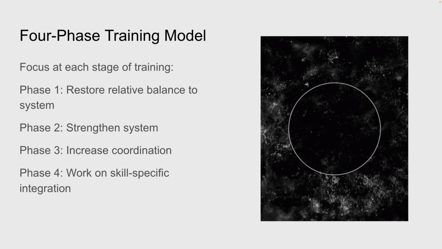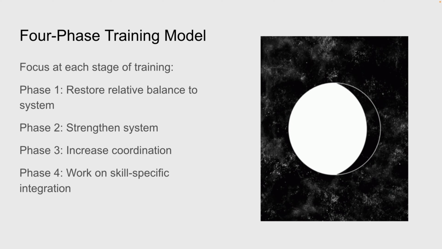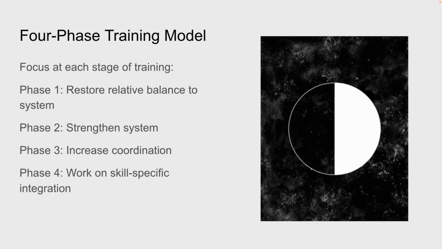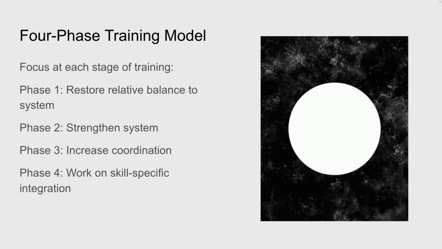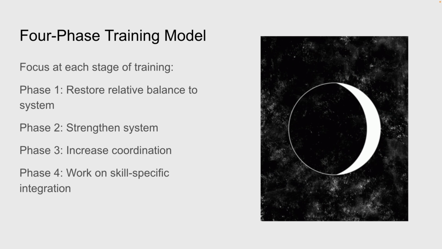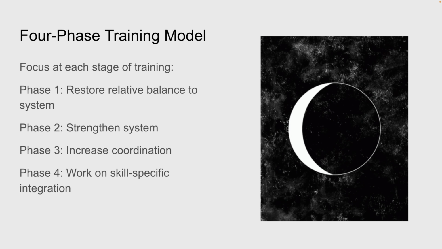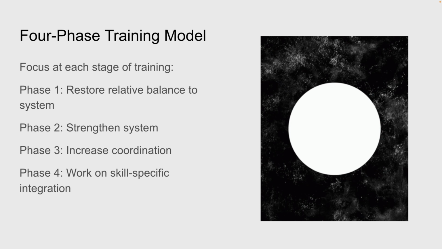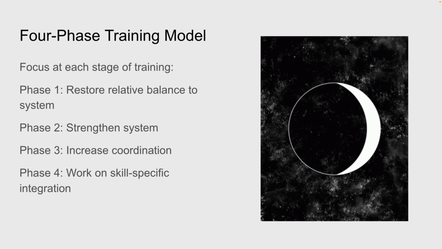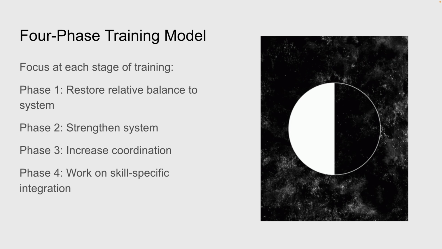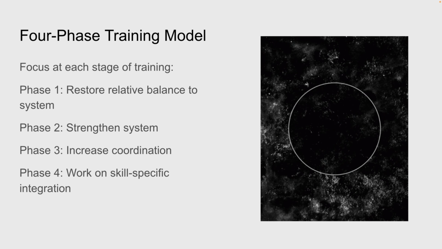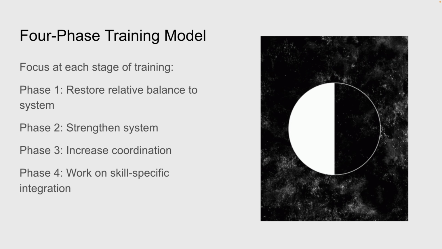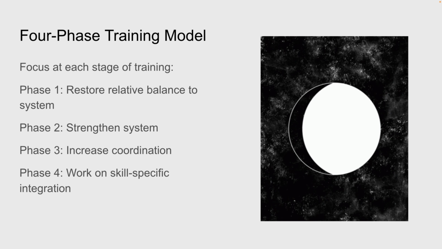So now we want to get into how do we put all this together over the long term? The 4-phase training model. So in phase 1, we want to restore relative balance to the system. So assess where the major issues are, start addressing them while teaching the basic core movements. Then we want to get into using the core movements to strengthen the system. Then we want to start increasing volume, which is going to fatigue the system and challenge coordination and control. And then once we've established a really strong foundation after 9 months to 12 months of training, we can then start to integrate into skill-specific movements.